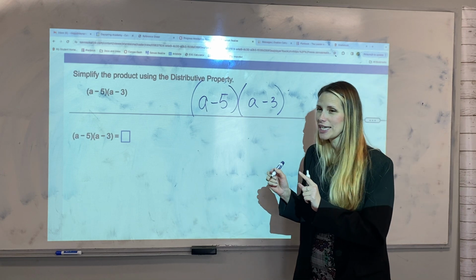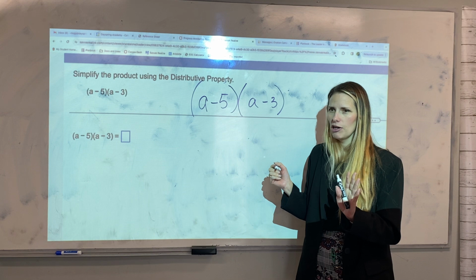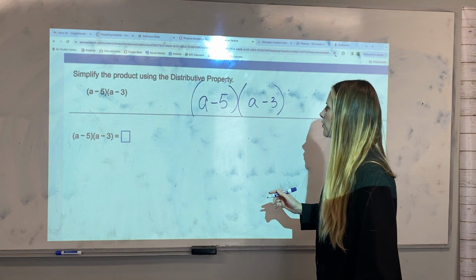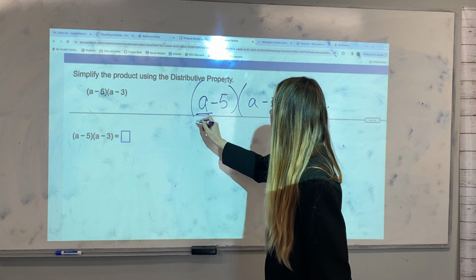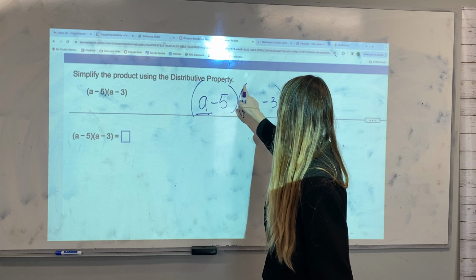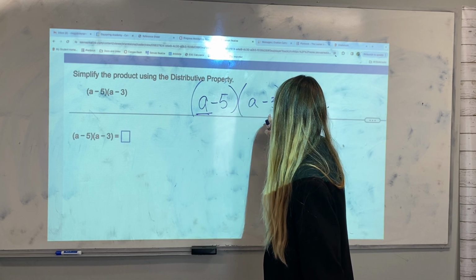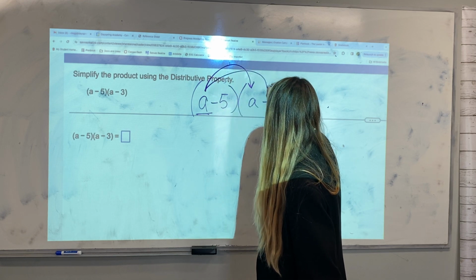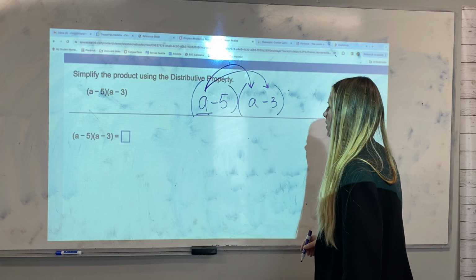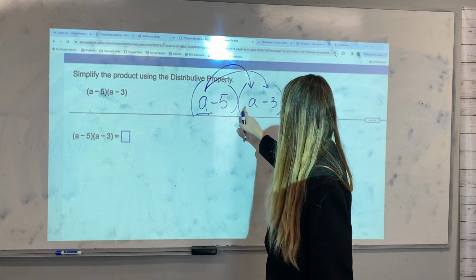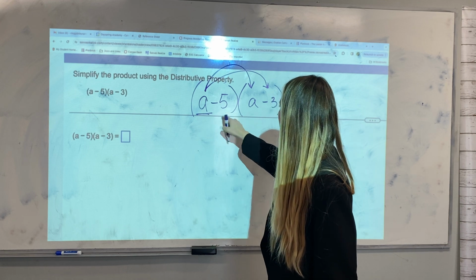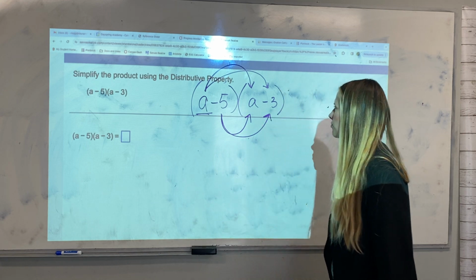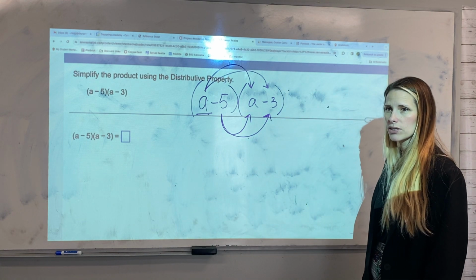Now, it's gonna look really confusing when I draw my arrows. So I'm going to draw the arrows first, and then I'm gonna write out what I'm doing. The first thing is, I have my A, and that needs to be multiplied times A, and times -3. So this is going to get distributed to the A and to the -3. My -5 is also being multiplied by this expression, so my -5 is going to be multiplied times A and times -3. That's a lot of arrows.